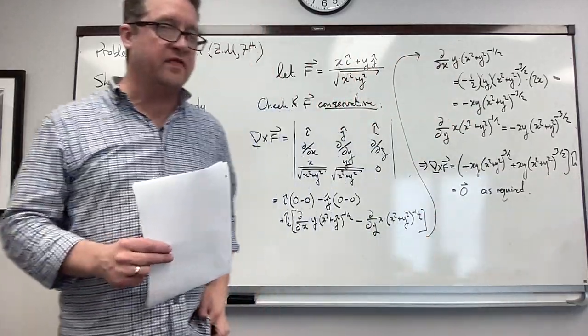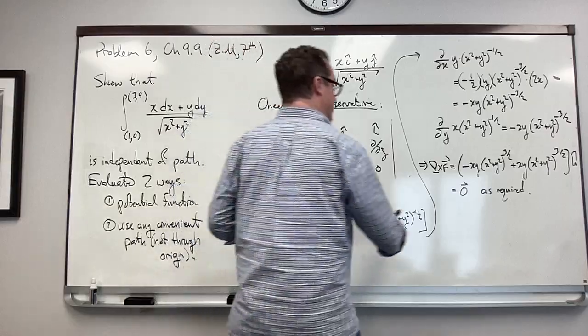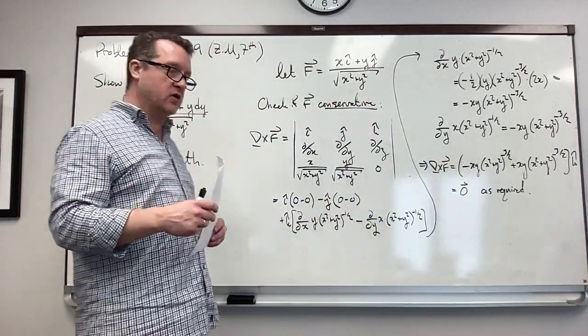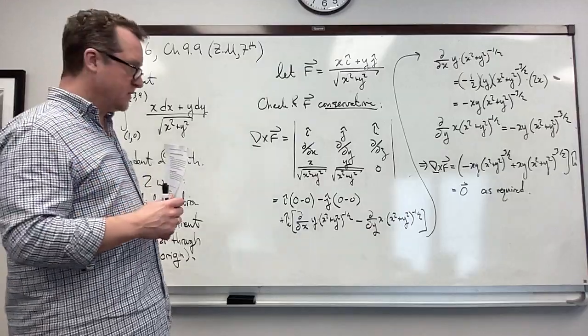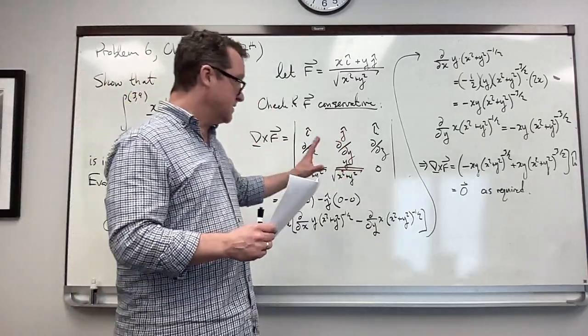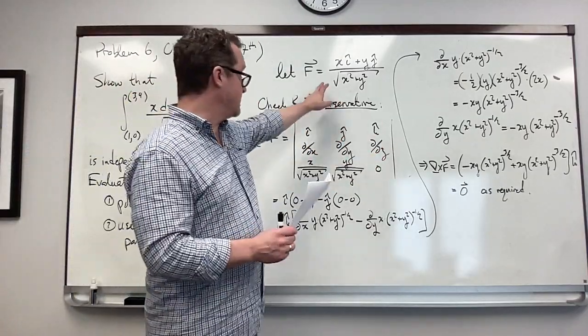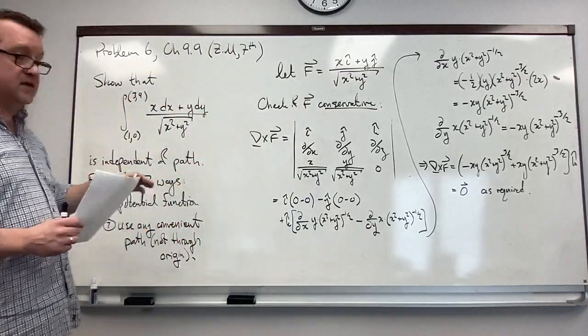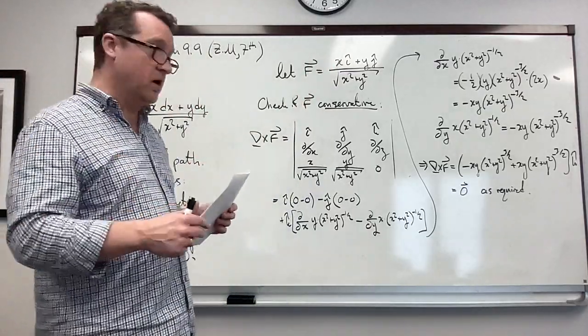We don't sweat that. It's common just to write the curl of f as 0, even though it should be the 0 vector, which means every component of the curl is 0. We know what that means. Okay? So this proves it. This demonstrates that this f is conservative and this integral is independent of path. That's part 1 of the problem.